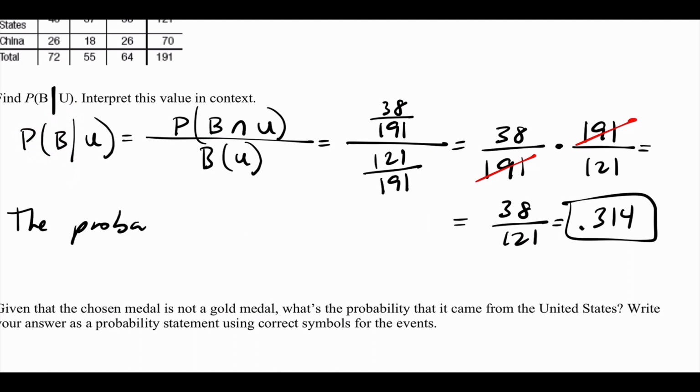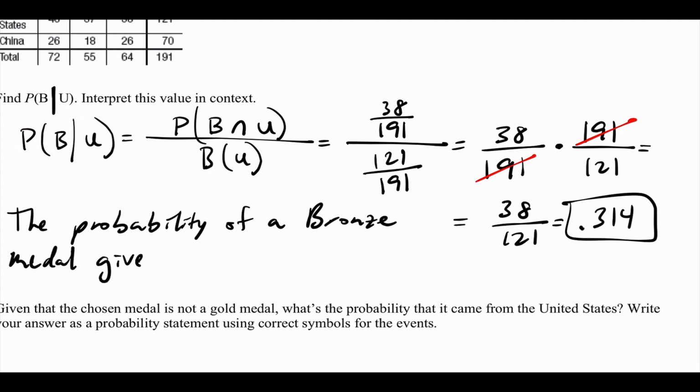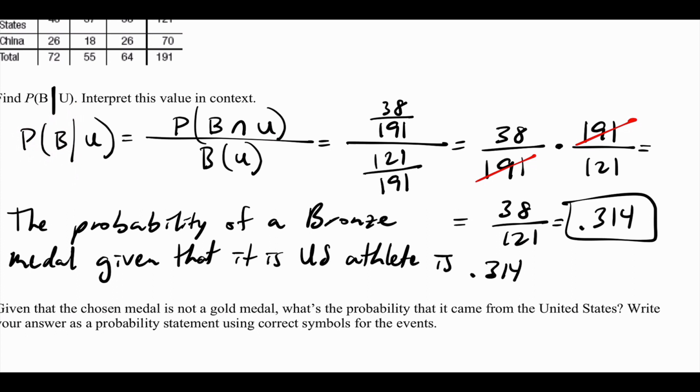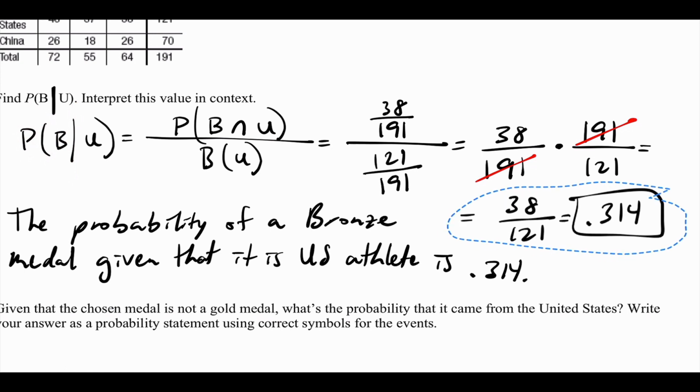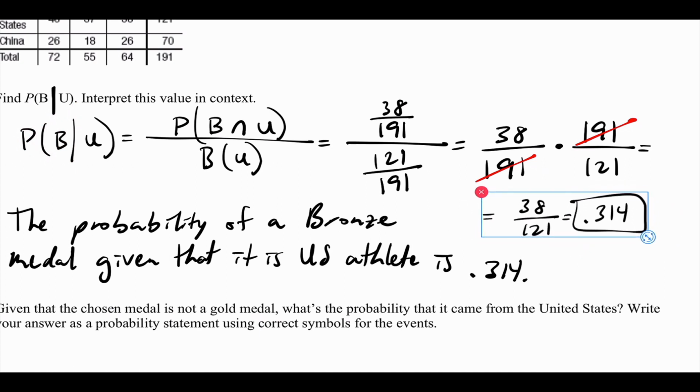The probability of a bronze medal given that it is a U.S. athlete is 0.314. I already know it's going to be a U.S. athlete they're talking about. Given that it's a U.S. athlete, what's the probability it's a bronze medal? 0.314.